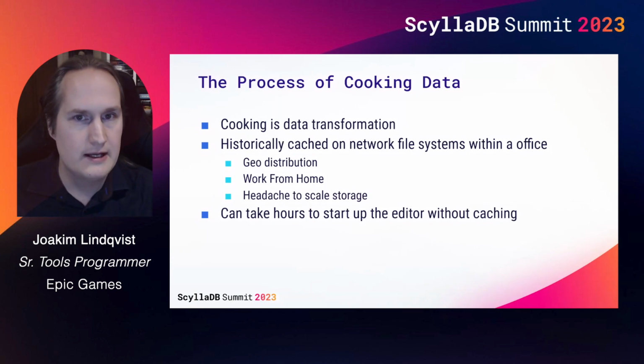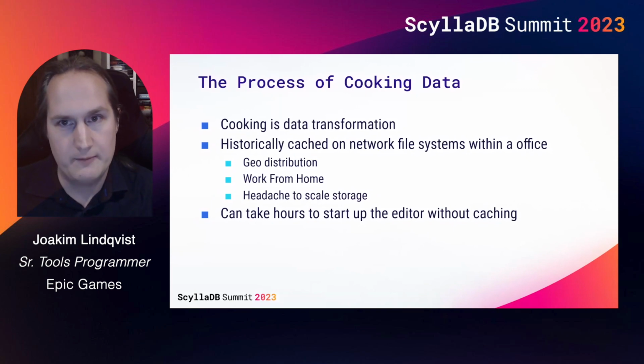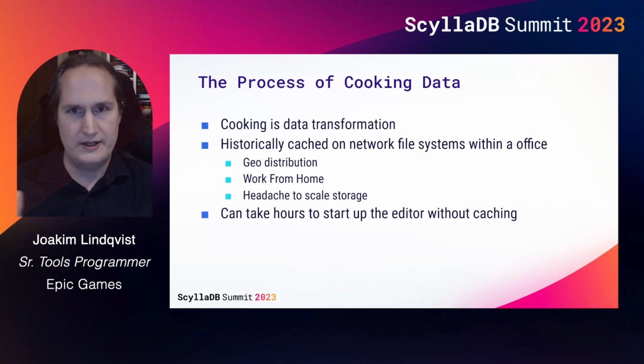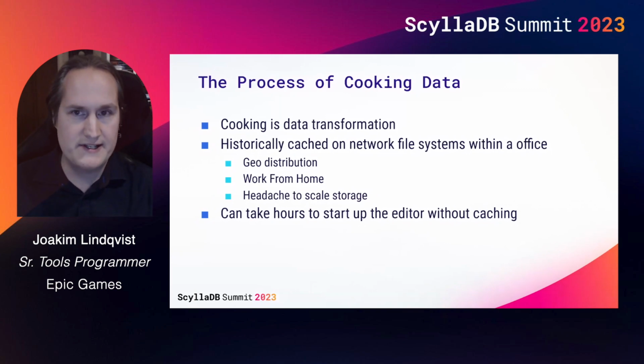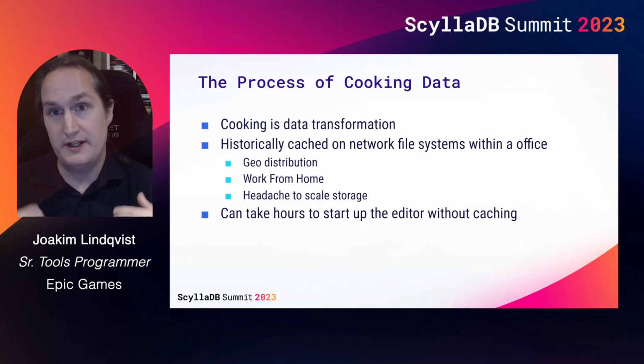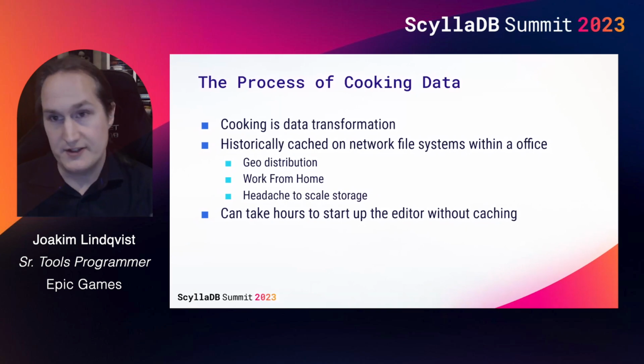If you haven't cooked anything before and you're going to cook a game, that could take as much as 24 hours to cook the entire game, which would just be completely crazy. You couldn't really work with that. So what we do is apply a caching layer on top of this called the DDC, the derived data cache. The idea with this derived data cache is to contain a copy of all of the data that you cooked before, so that if you go to cook it again, you can just fetch it from the DDC instead.